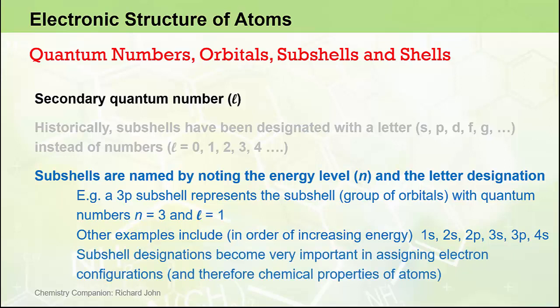And finally, subshell designations become very important for assigning and writing electron configurations a little later on, and therefore in determining a range of chemical properties of atoms, including how they bond with each other.